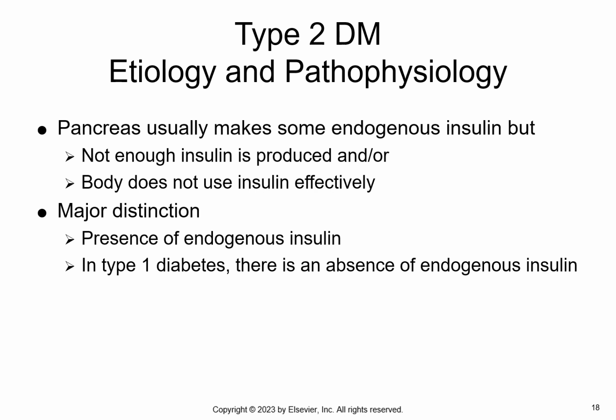When you look at the etiology and the pathophysiology, we're still talking about type 2 diabetes. It is characterized by a combination of inadequate insulin secretion and insulin resistance. The pancreas usually makes some endogenous, that's self-made, insulin. However, the body either does not make enough, does not use it effectively, or both. The presence of endogenous insulin is a major distinction between type 1 and type 2. In type 1, there is the absence of endogenous insulin altogether.